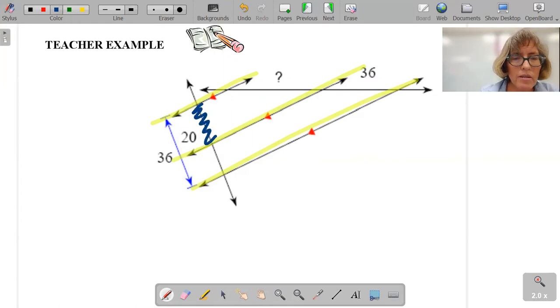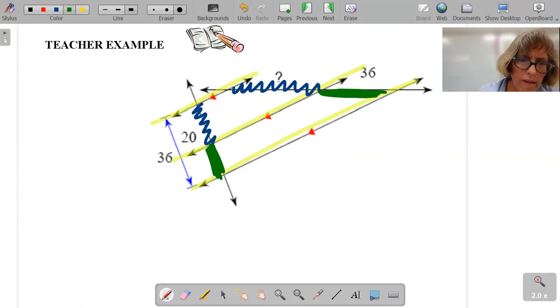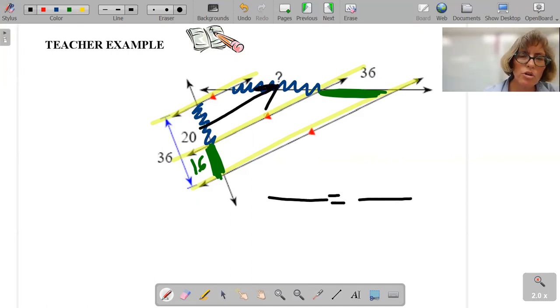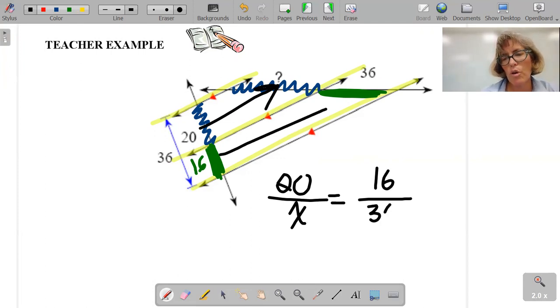So this 20 is going to match with the unknown on the other side. This 36 matches with this. Wait a minute. That's not there. So look what you have to do. That's 36. Trace the 36. Trace the 20. And it's going to be 16. So match and mirror. I'm going to go left to right. 20 to unknown equals 16 over 36. Cross multiply.